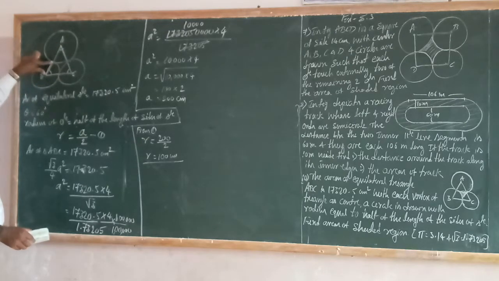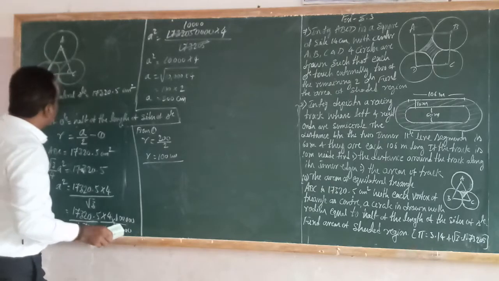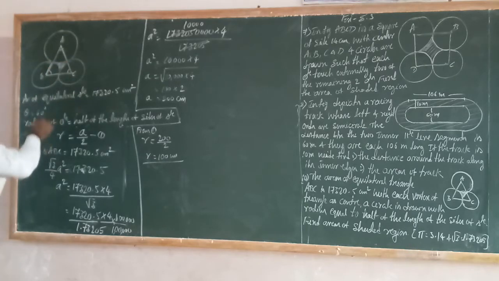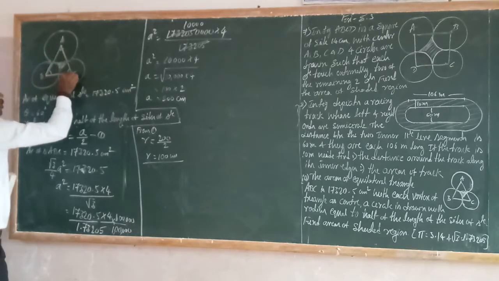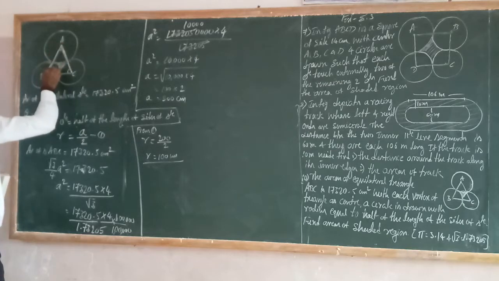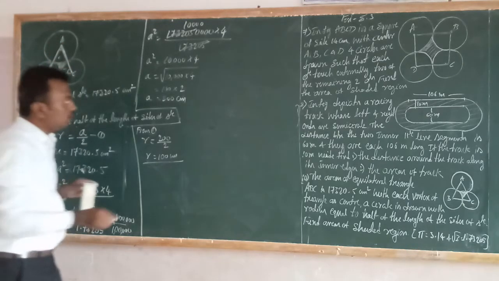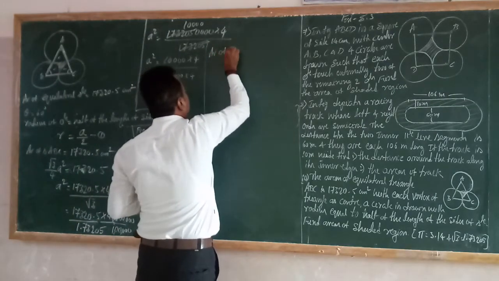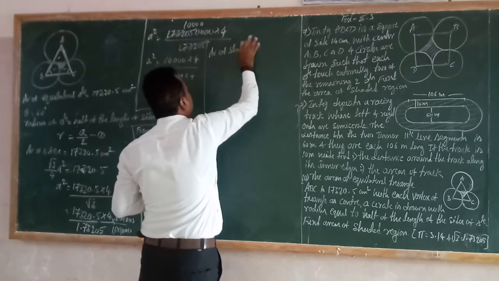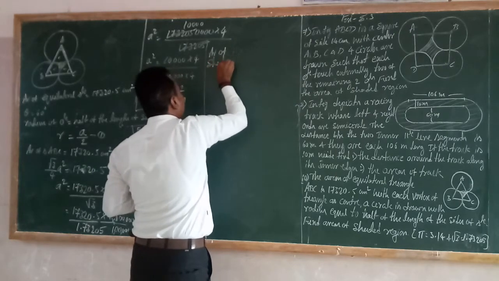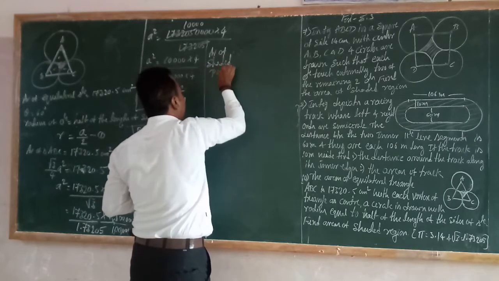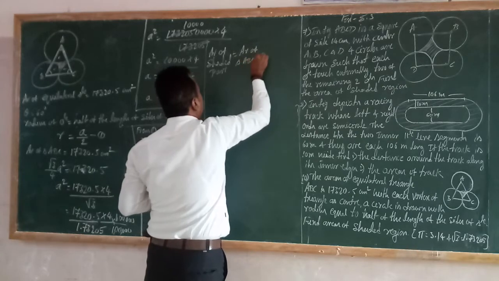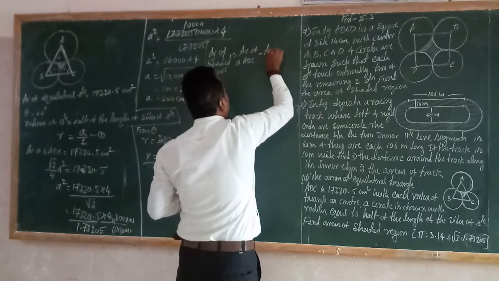Now we have to calculate the area of the shaded region. How are we calculating? Very simple. First we have to find out the area of the triangle. From the triangle area, we have to subtract the areas of the three sectors. Okay? See, area of shaded part is equal to area of triangle ABC minus area of three sectors of a circle.